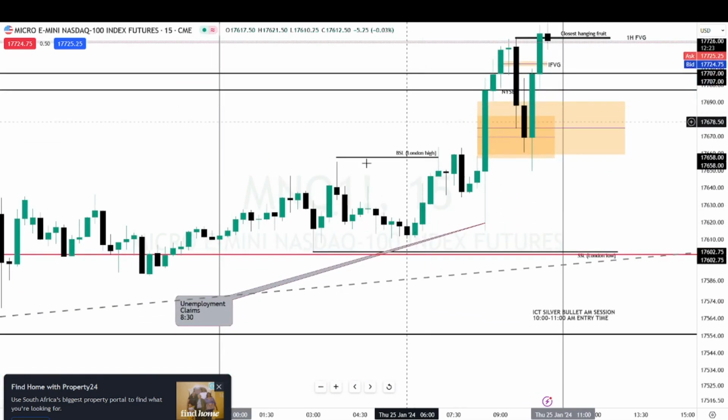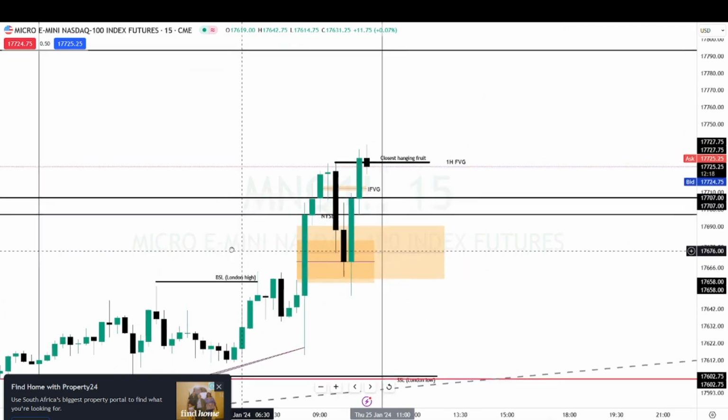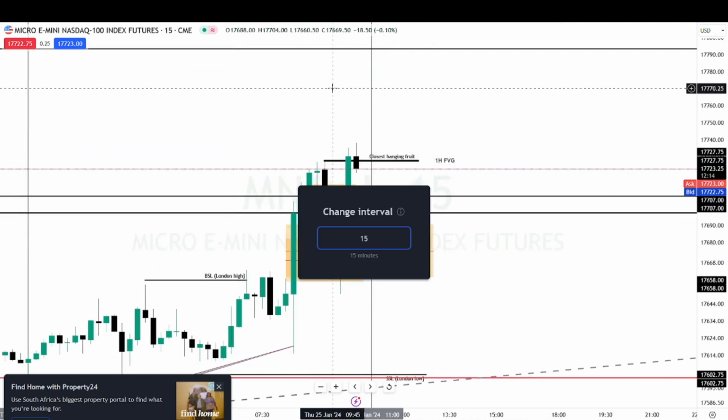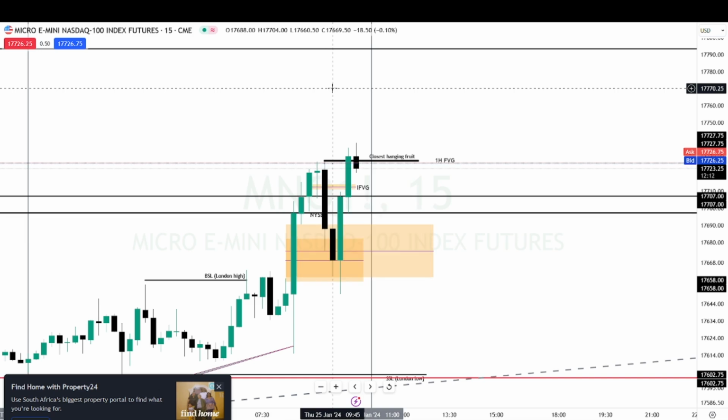So we might go for the daily low. This is our daily low. We went for the daily high. Now we might come back for the daily low. I want to be focused right here, guys. Right in front of you.